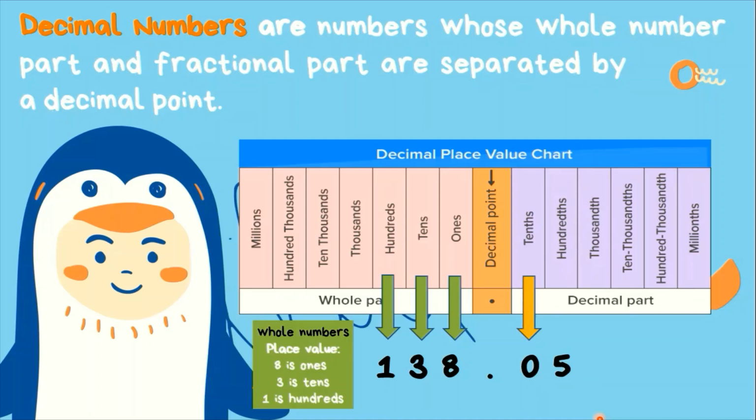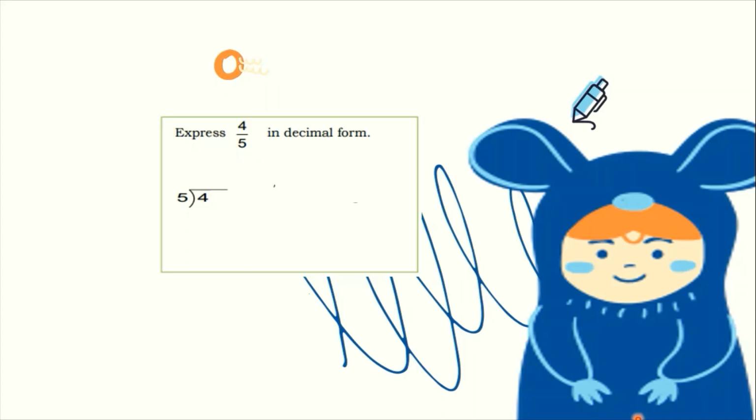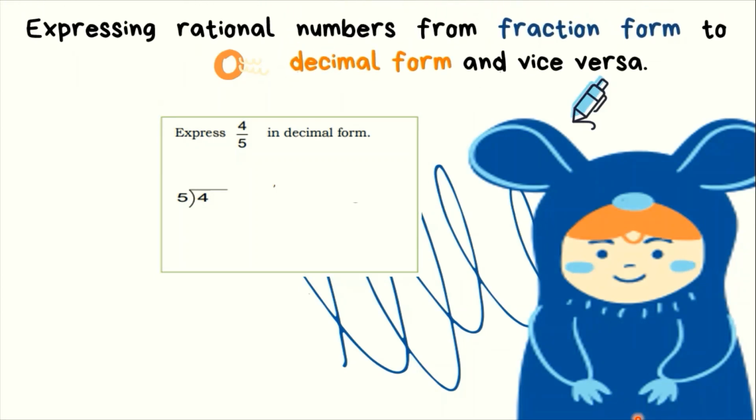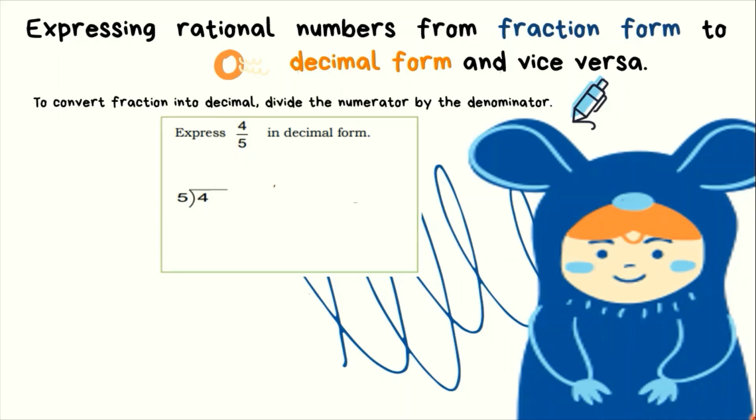Yung 0 ay nakatapat kay tenths, kaya yun ang kanyang place value. 5 naman ay hundredths ang kanyang place value. To summarize, ito ang ating place value ng decimals. 0 is tenths and 5 is hundredths. Learning the decimal place value is important for us to convert decimals into fractions and fractions into decimals. Expressing rational numbers from fraction form to decimal form and vice versa. The general rule in converting a fraction into a decimal is to divide the numerator by the denominator.